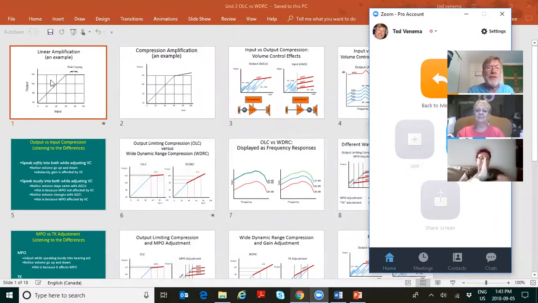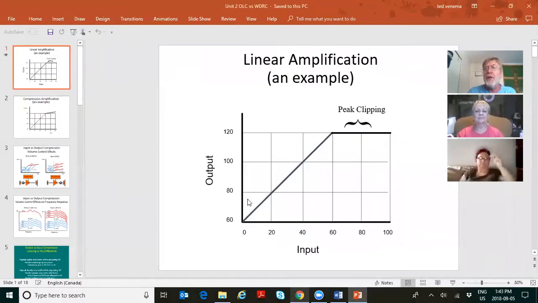Here's your PowerPoint. Here's your good old linear gain. You can see in this example, it's 60 dB gain. I just picked 60 just for fun.